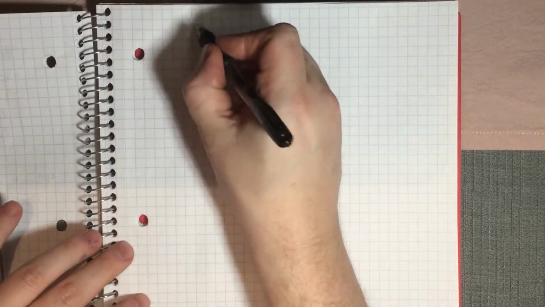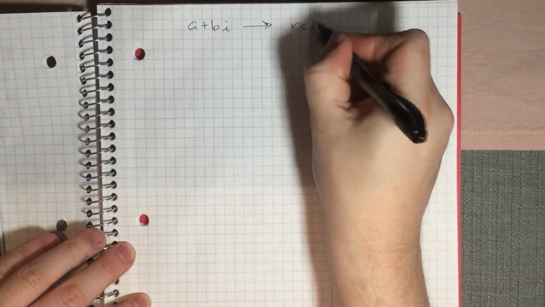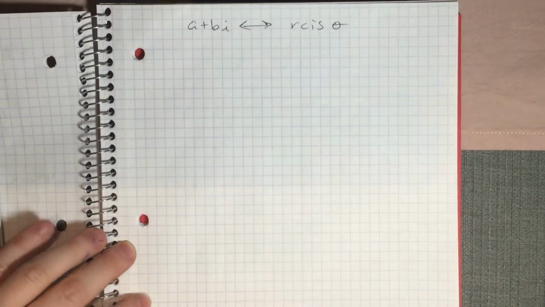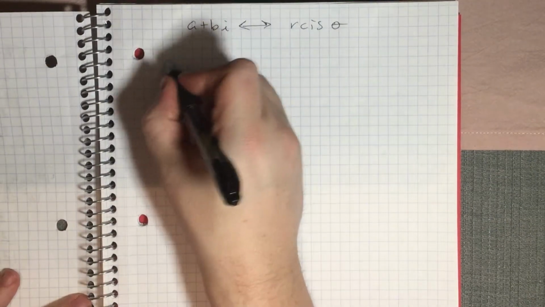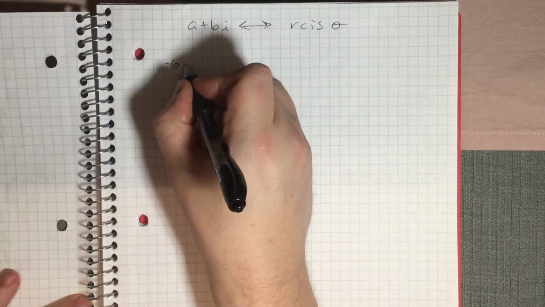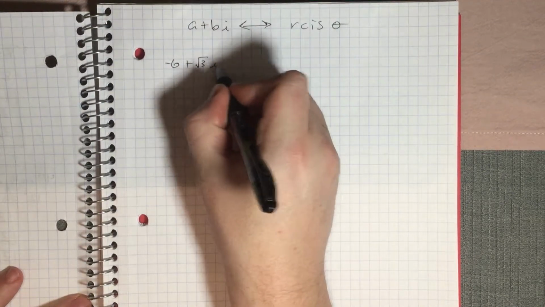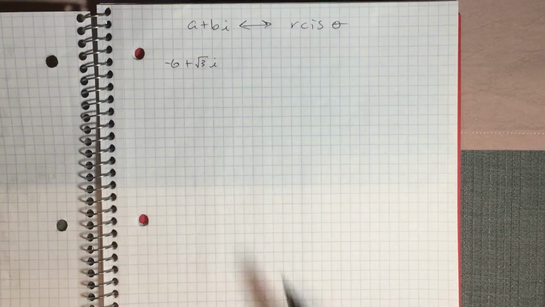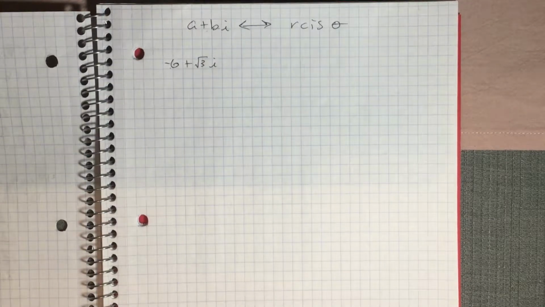So I really just want to change from a plus bi to the r cis theta form and back. So we're gonna do a couple problems both ways. All right, so let's take -6 plus, we'll get real fancy here. Let's say the b is root 3. So instead of a plus bi, I've got -6 plus root 3i.